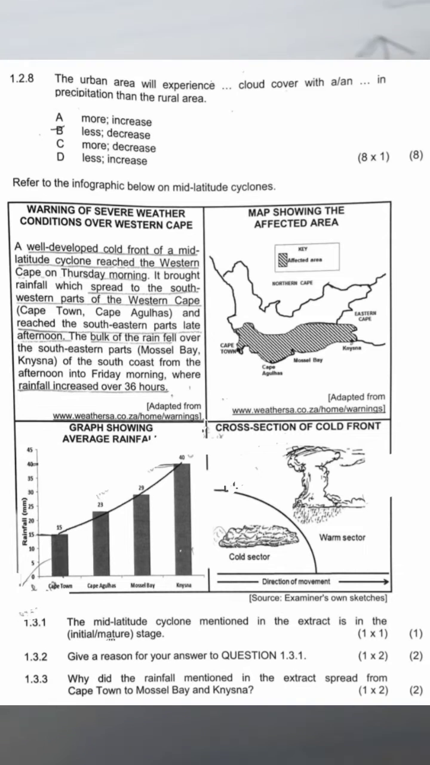More hygroscopic nuclei is basically nuclei that act as a surface on which the warm moist air will be in contact and of course form, or rather promote, condensation to occur, form clouds, and then of course that's how you have a higher cloud cover.